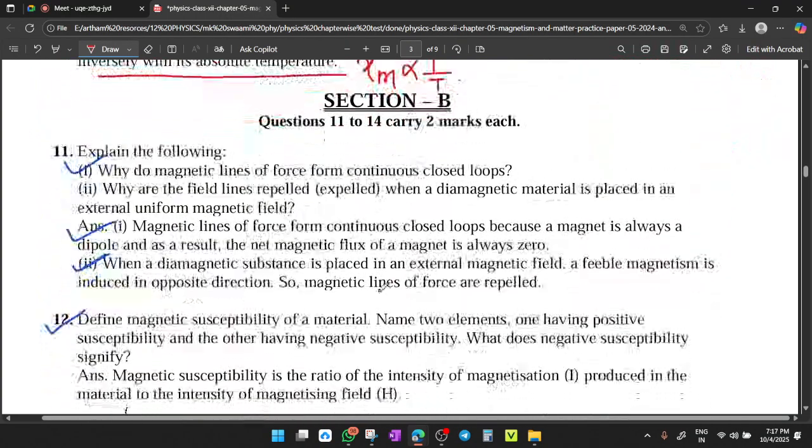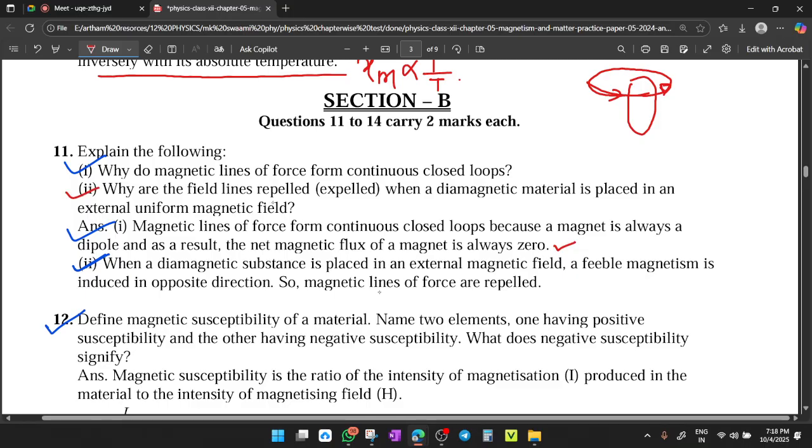Okay, next question. Why do magnetic lines of force form continuous closed loops? As we know, a magnetic monopole cannot exist. They always exist in the form of a magnetic dipole. The net magnetic flux through a closed surface is always zero, as the number of lines emitting from one pole enters the other pole. So magnetic lines of force form continuous closed loops because a magnet is always a dipole. As a result, the net magnetic flux of a magnet is always zero.